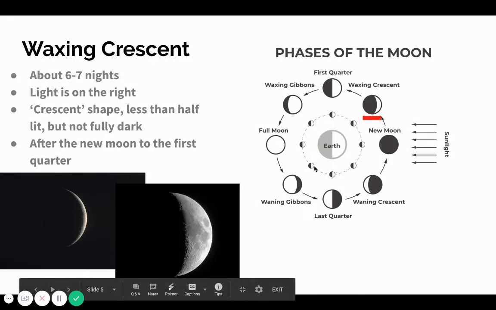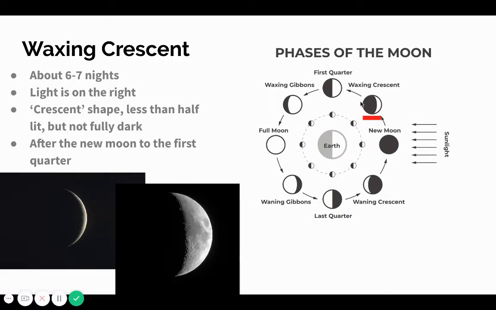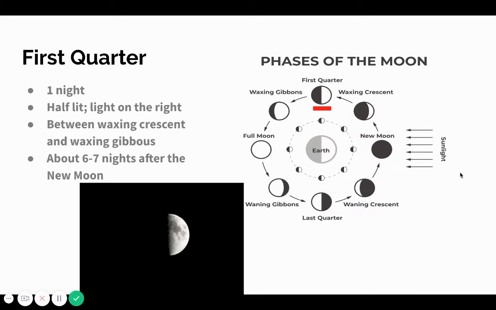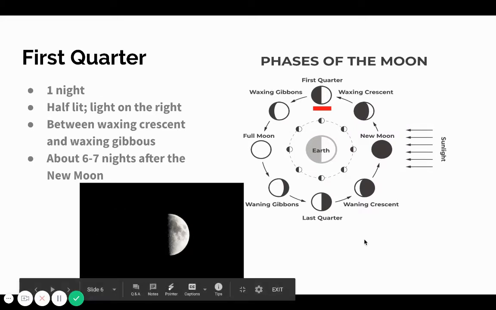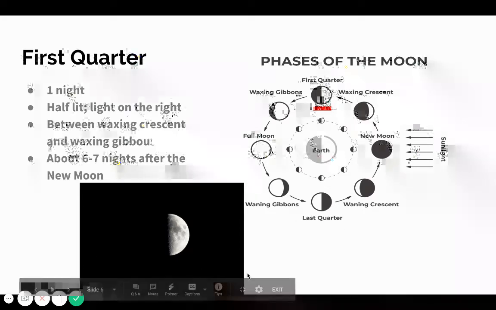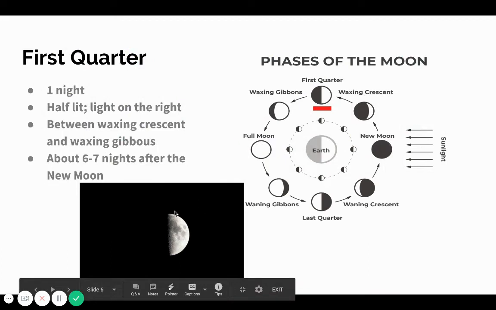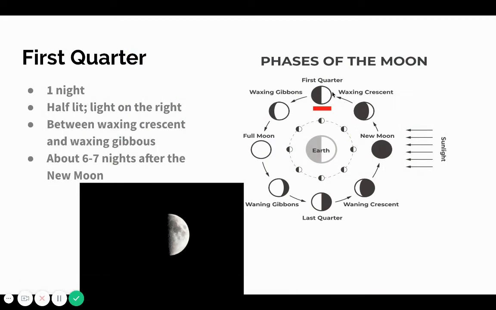So after 6 to 7 days in the waxing crescent phase, the moon transitions into the first quarter. In the first quarter, the moon is half lit and the light is on the right side. And it's between the waxing phases, the phases that add light. And our first quarter only lasts for 1 day.